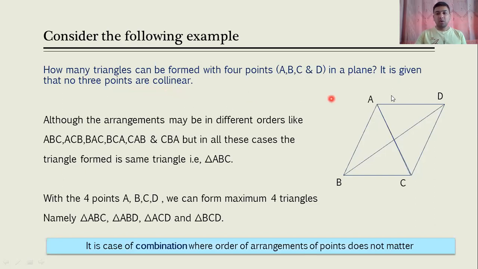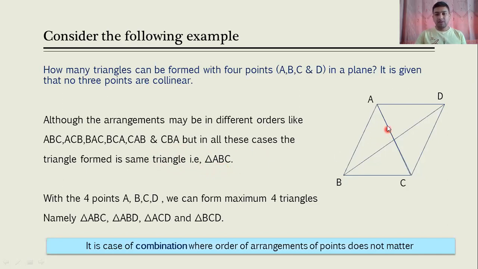I have considered here 4 points A, B, C and D, and I have satisfied the condition that no 3 points are collinear. Only 2 points are collinear here. Although the arrangements may be in different orders like ABC, ACB, BAC, BCA, CAB and CBA, in all these cases the triangle formed is the same triangle, that is ABC.